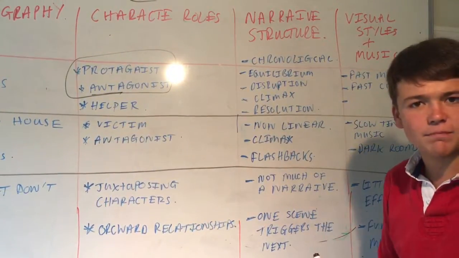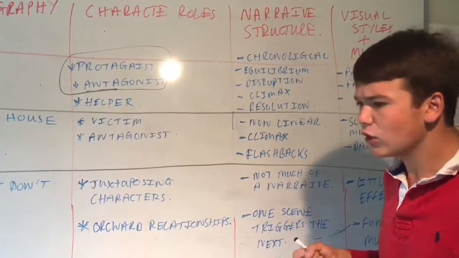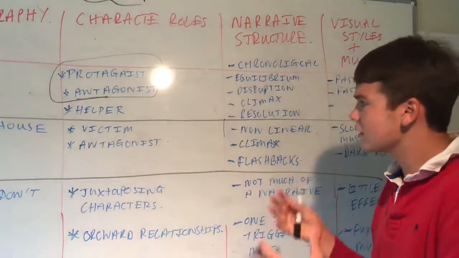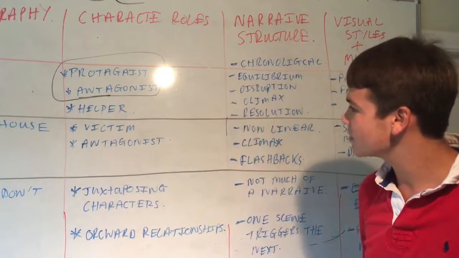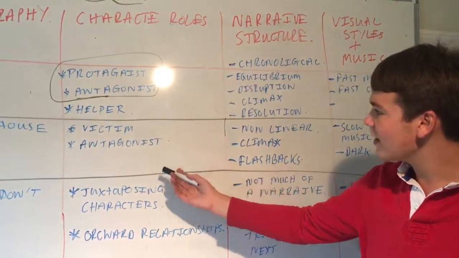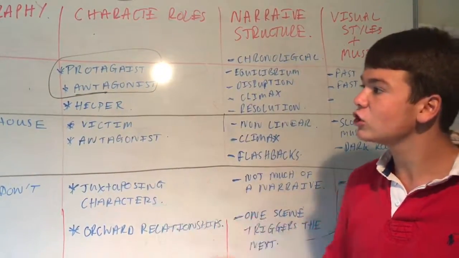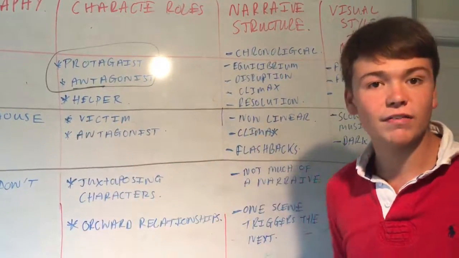Character roles of a horror film. We always have a victim. We always have someone who's about to walk into a room and there's a ghost that's going to murder them. We always have that character role. An antagonist, again, we will always have a villain in a horror genre. It's just stereotypical of that genre.